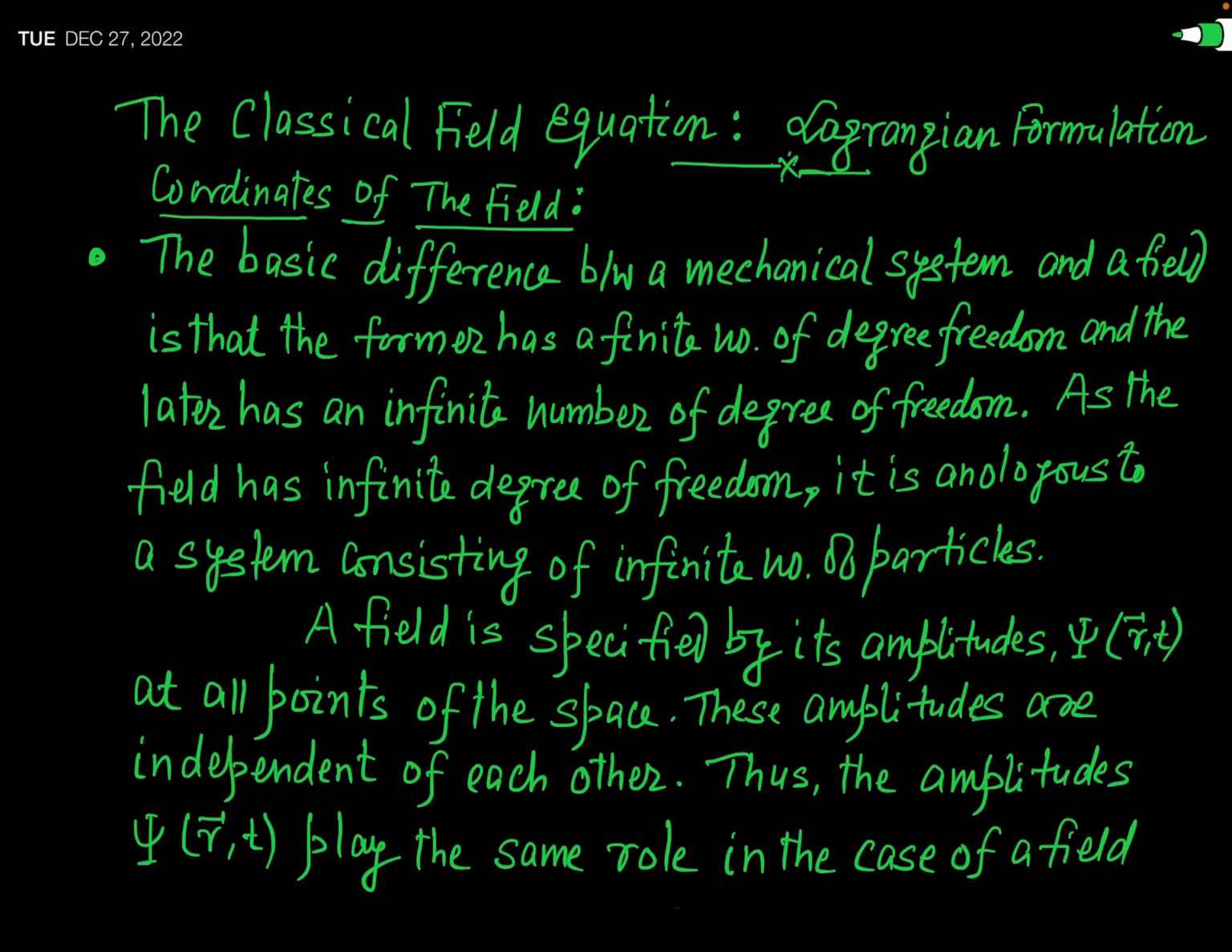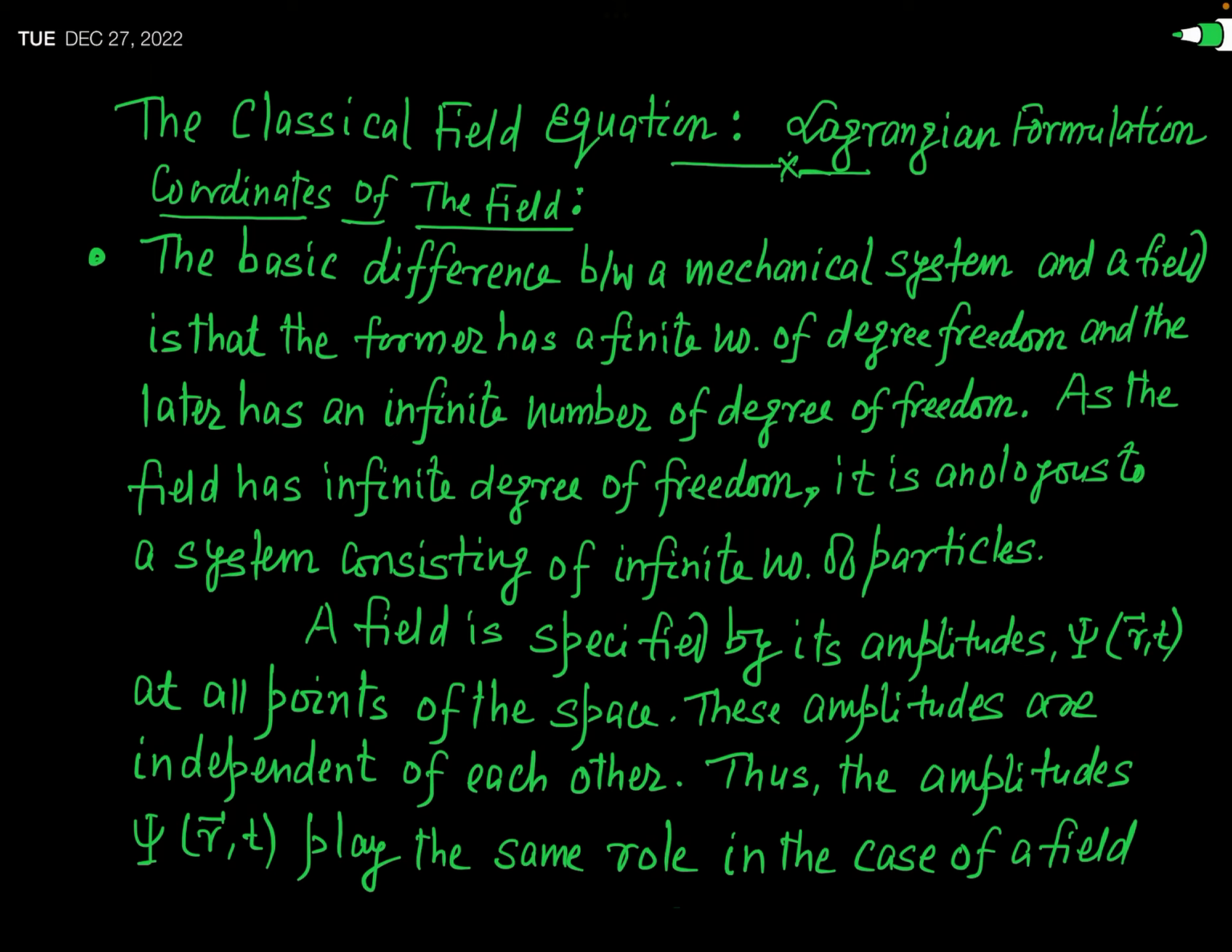After a brief introduction of second quantization and first quantization, today we are going to start the actual concept of this chapter. In the first concept, we will see the classical field equation. As you know, classical mechanics is dealt with by two approaches. The first one is called the Lagrangian approach or Lagrangian formulation of classical mechanics, and the second one is called the Hamiltonian formulation.